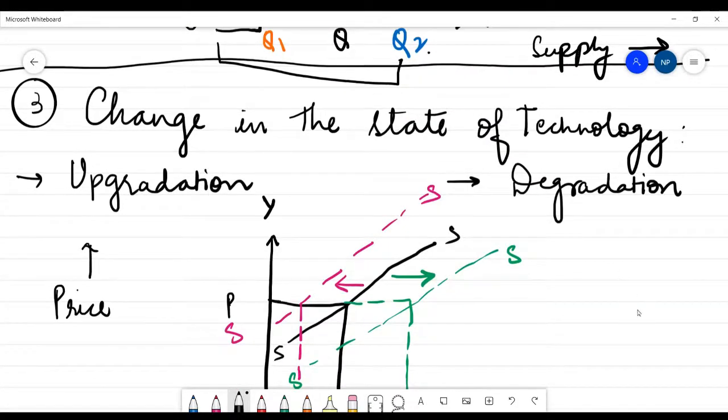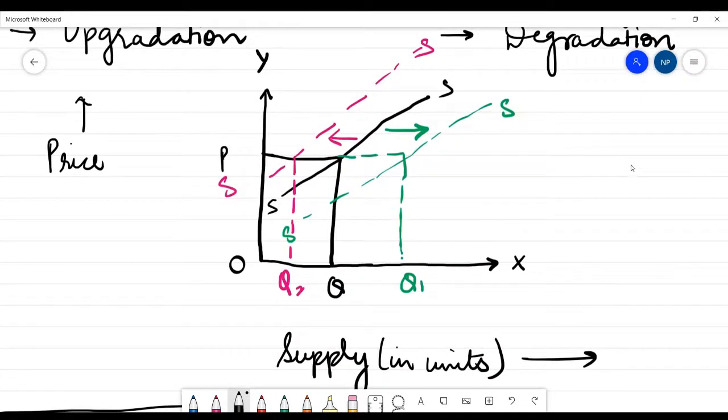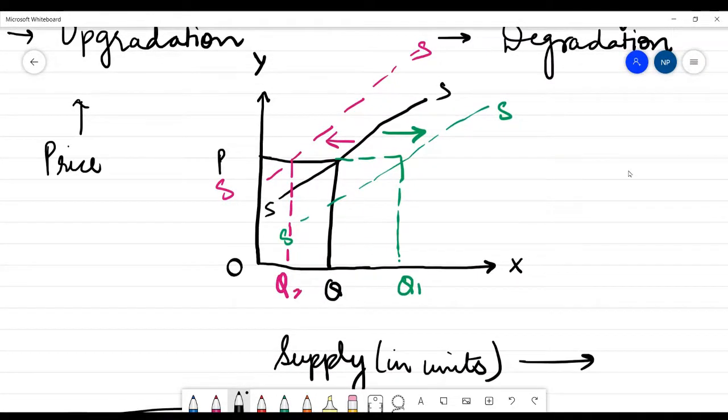Here we use the terms upgradation and degradation. So let us understand this with the help of the graph. Now, we all know that technological changes affect the cost of production. That means if the technology is good, more units of quantity will be produced. Henceforth, there will be more supply in the market. But if the technology goes down or starts degrading, what will happen?